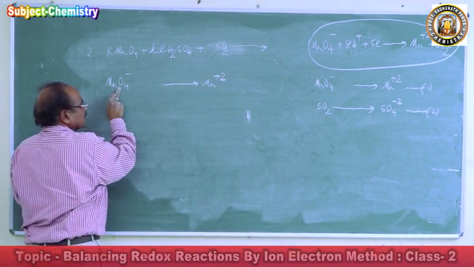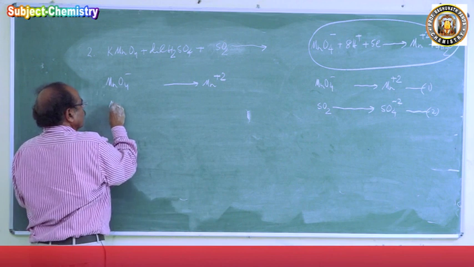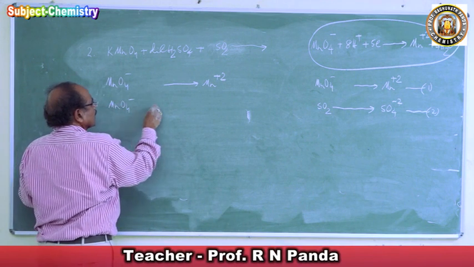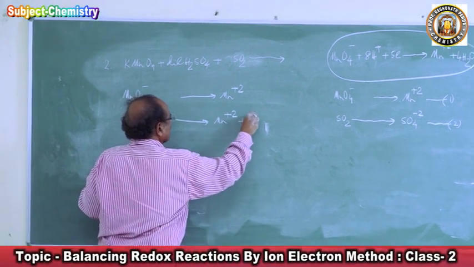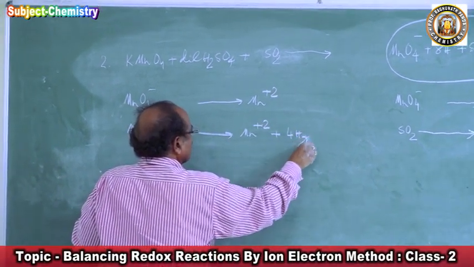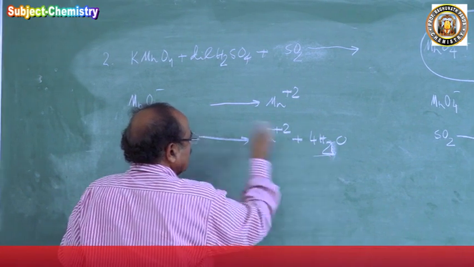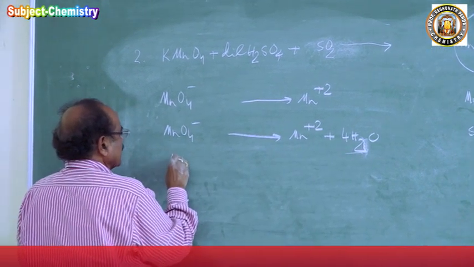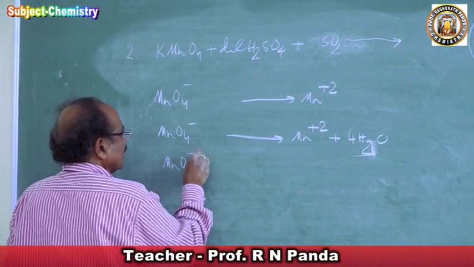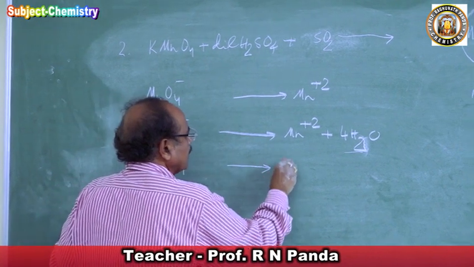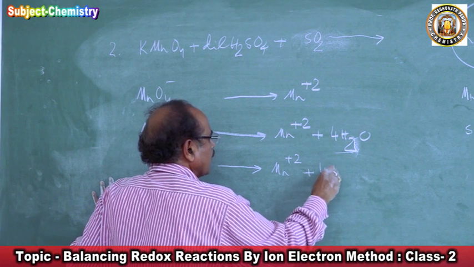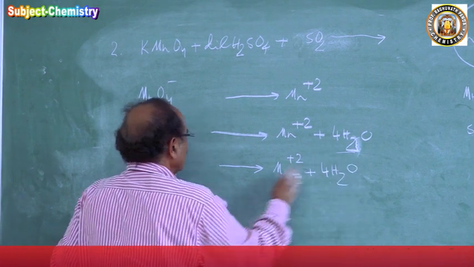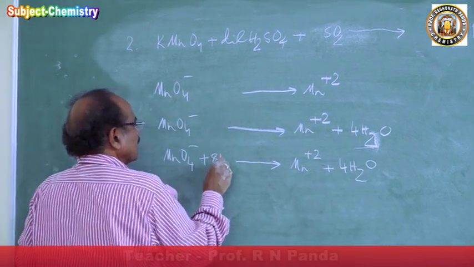So we have 4 oxygen atoms. So MnO4 minus will add 4 water molecules on the other side. Balance the hydrogen atoms by adding hydrogen ions on the other side. MnO4 minus is forming Mn plus 2 plus 4 water. So we have here 8 hydrogen atoms, so we'll add 8H plus here.